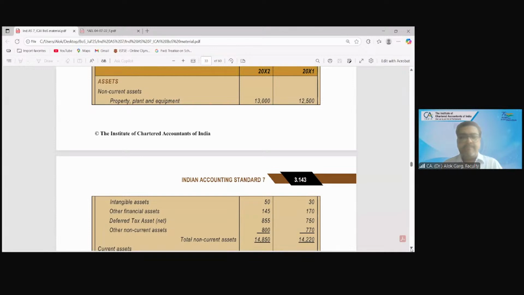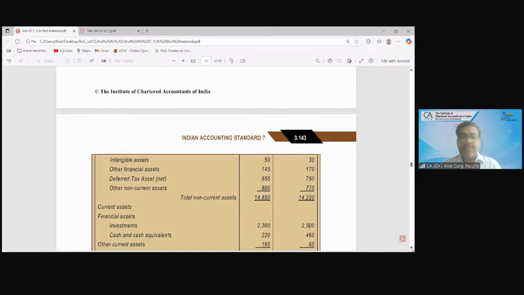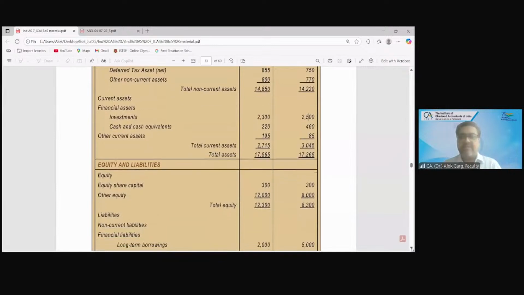Okay. Other financial assets have reduced from 170 to 145. Deferred tax assets from 750 to 855. So deferred tax assets, not much to do. Other non-current assets, 770 to 800. These non-current assets have increased. Financial assets have decreased. Then coming to the current assets, again investments. So your investments have decreased, means there is a sale, an investing activity.